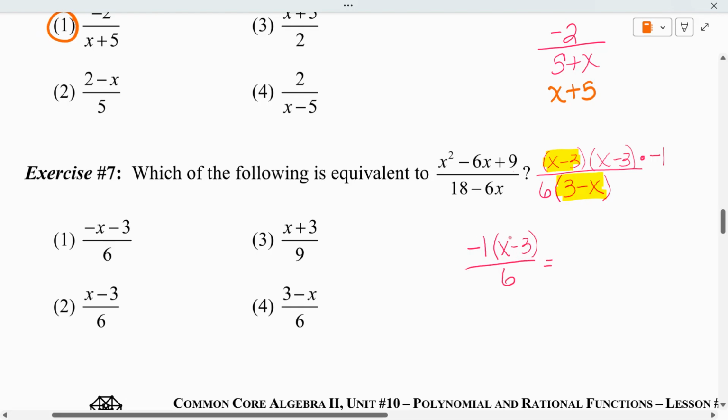If I were to distribute that, I get negative x, right? Plus 3 over 6. We try to never write polynomial expressions with the leading coefficient being negative. So is there a way that I could flip-flop that numerator so that the first term isn't negative? Say again. Yeah, I could just make it 3 minus x over 6. What answer choice is that? 4.